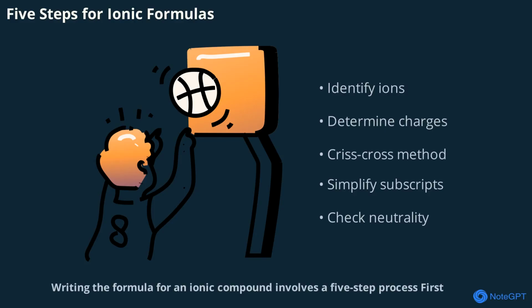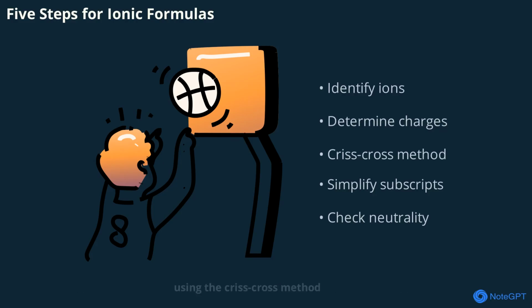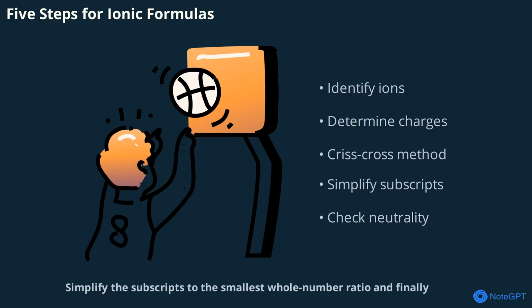Writing the formula for an ionic compound involves a 5-step process. First, identify the symbols for the cation and anion. Next, determine their charges based on the periodic table or polyatomic ion table. Then, swap the charges to become the subscripts for the opposite ion using the criss-cross method. Simplify the subscripts to the smallest whole number ratio. And finally, check your work to make sure the total positive and negative charges balance out to 0.